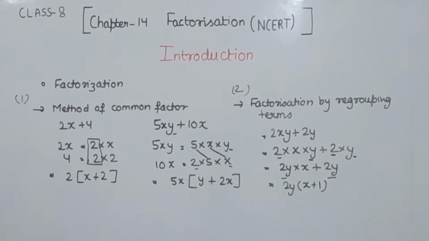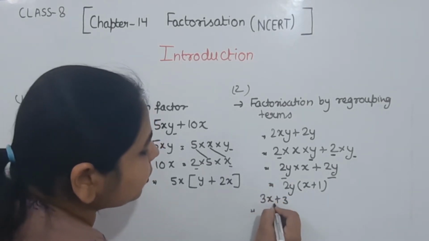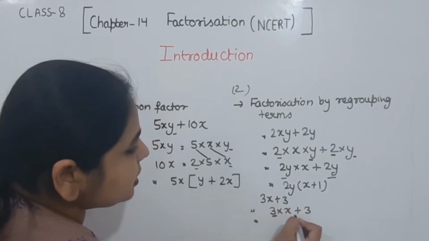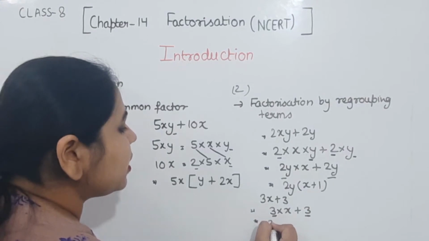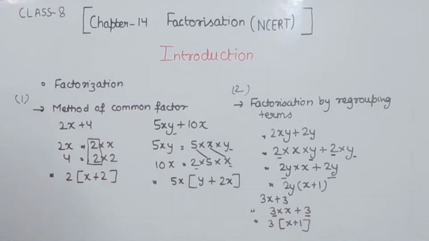Let's take another example. We will have 3x plus 3. Now I am going to write this as 3 multiplied by x plus 3. So this is the 3 we have. I am going to write 3 here as the common factor. So we will have x plus 1 as the remainder. So this is what we get when we use the factorization by regrouping terms. Now comes the next one.